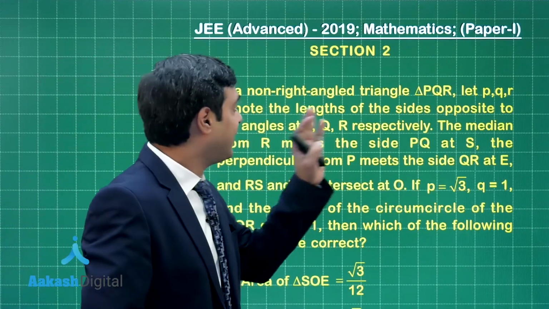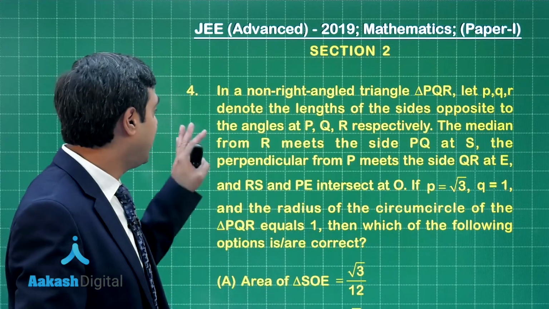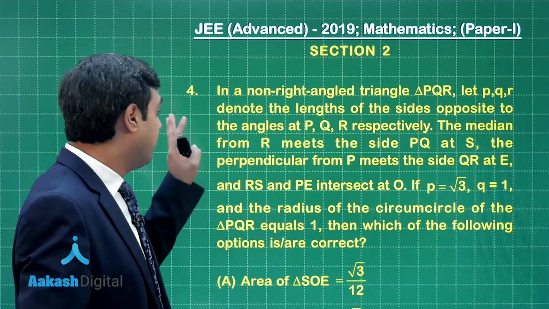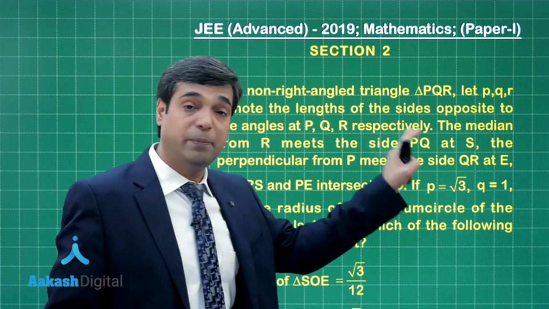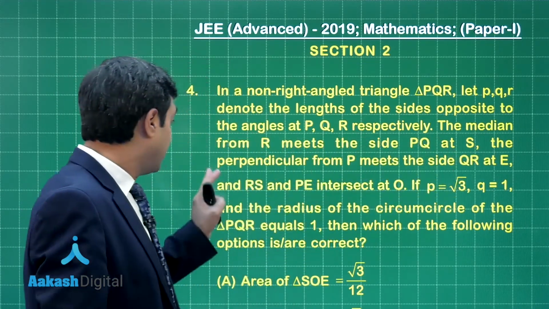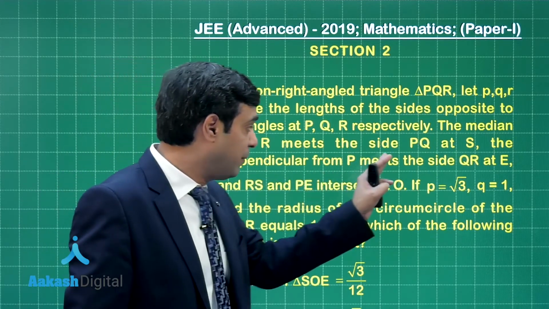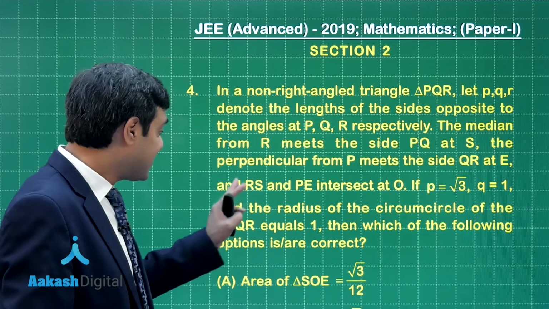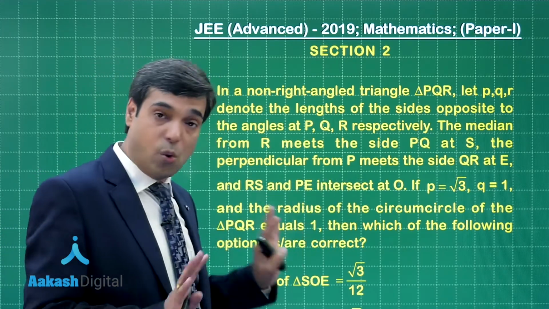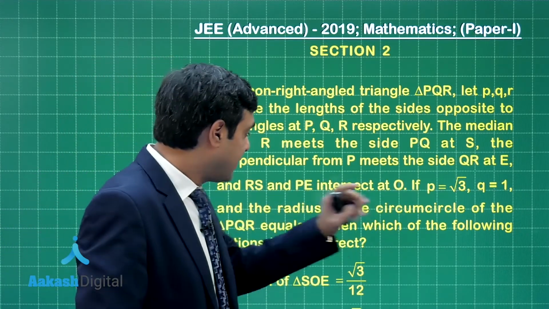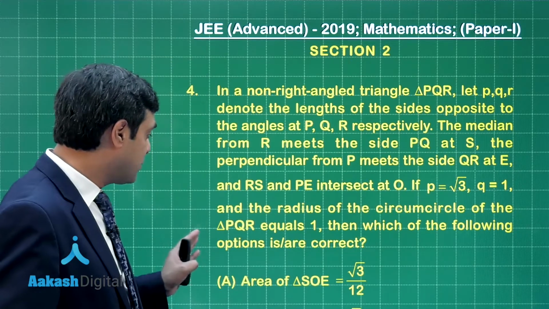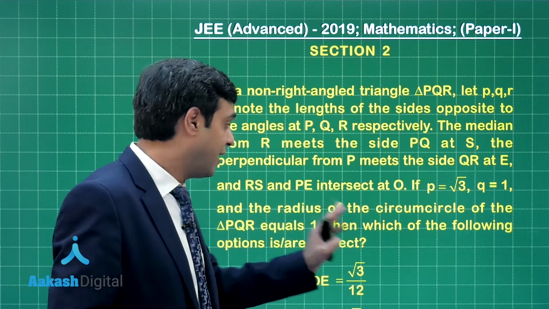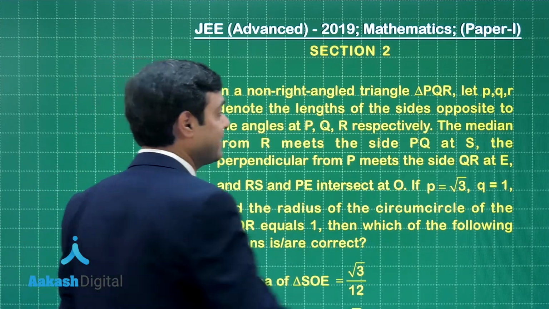In a non-right angled triangle PQR, let p, q, r denote the lengths of the sides opposite to the angles P, Q, R. The median from R meets the side PQ at S. The perpendicular from P meets the side QR at E, and RS and PE intersect at O. Some lengths are given: p is root 3, q is 1. If the radius of the circumcircle of triangle PQR is 1, then which of the following options are correct?